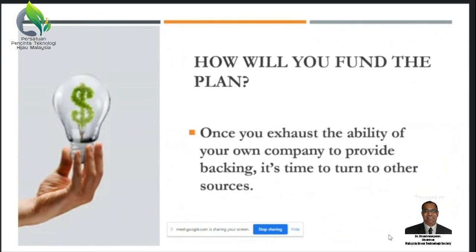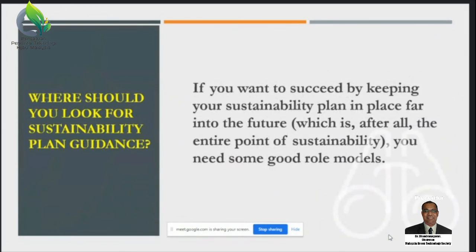These other sources are available outside there through donors, right? Through grants, and also sometimes through what you call unexpected, okay? Unexpected funding, right? It's available. So we have to look or source out for the funding. Next, where should you look for sustainability plan guidance?